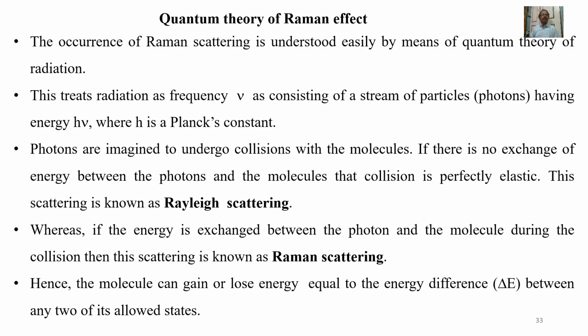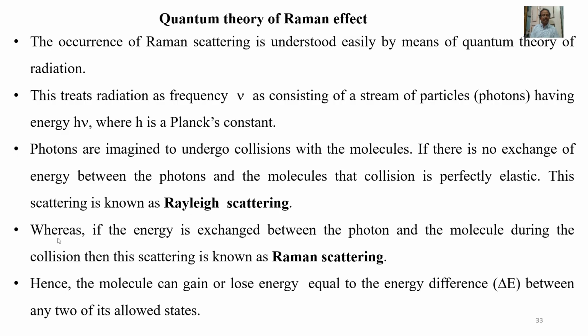The occurrence of Raman scattering is understood easily by means of quantum theory of radiation. This treats radiation of frequency nu as consisting of a stream of particles, which is nothing but photons, having energy h nu, where h is the Planck's constant. Photons are imagined to undergo collisions with the molecules. If there is no exchange of energy between the photons and molecules, that collision is perfectly elastic. This scattering is known as Rayleigh scattering.